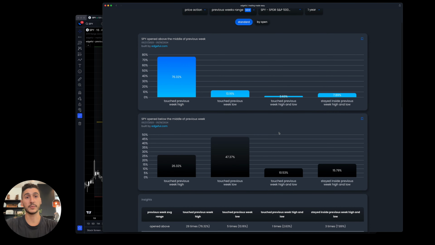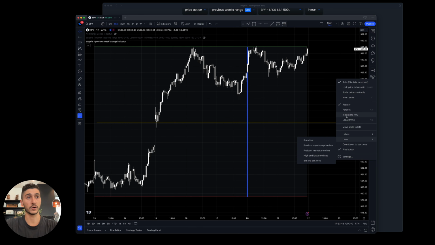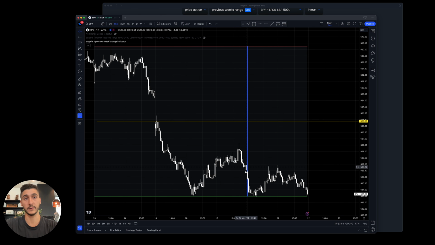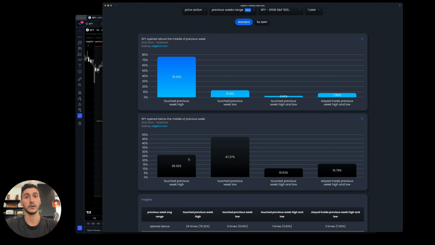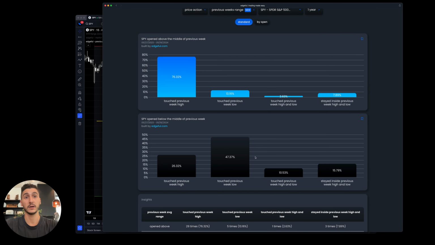Now, everything still applies for this down here. This just filters for the times where we've opened below the middle of the week. So let's just invert this chart quickly and pretend that we open below the middle of the week. You can see that we've only touched the previous week's high 26% of the time when we open down here. So you do not want to be targeting this previous week's high when we open in this area. We've touched the previous week's low 47% of the time when we've opened here. So not very strong data here in either direction.